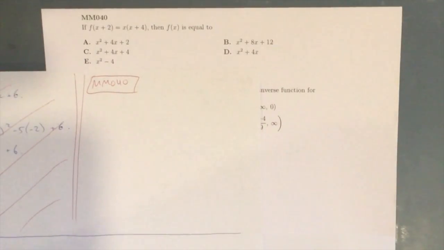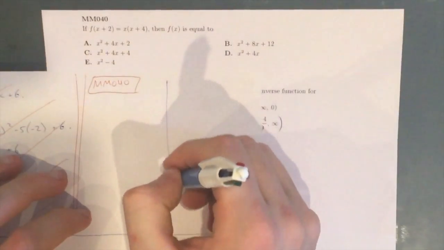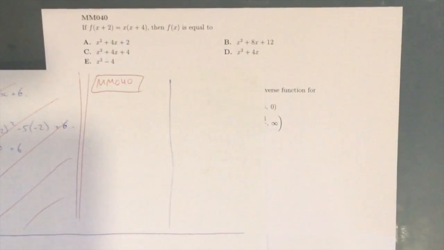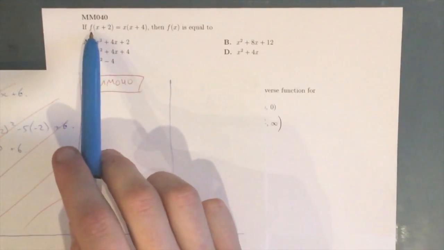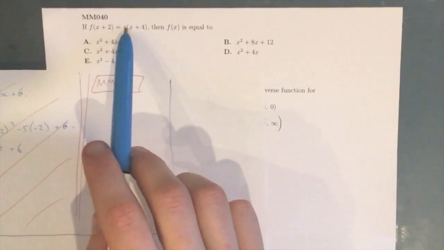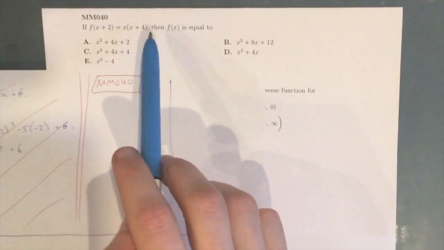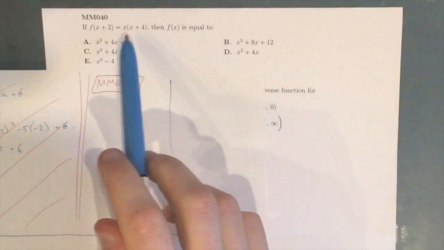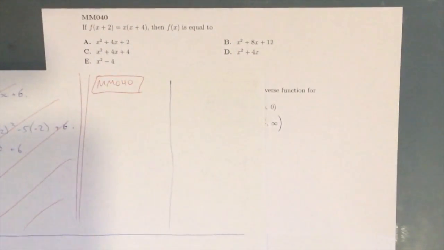Hey guys, this is question MM040 of the Maths Methods Sharpen study guide. Now we've got a question: if f of x plus 2 equals x times x plus 4, then f of x is equal to what? At first glance this question looks quite simple, but it is actually a little complex. There's a couple of different ways to do this.